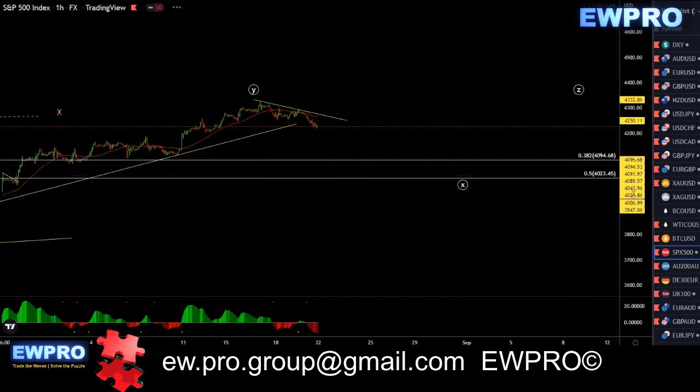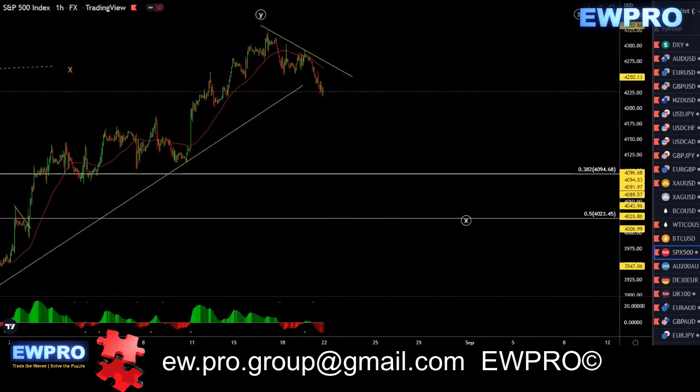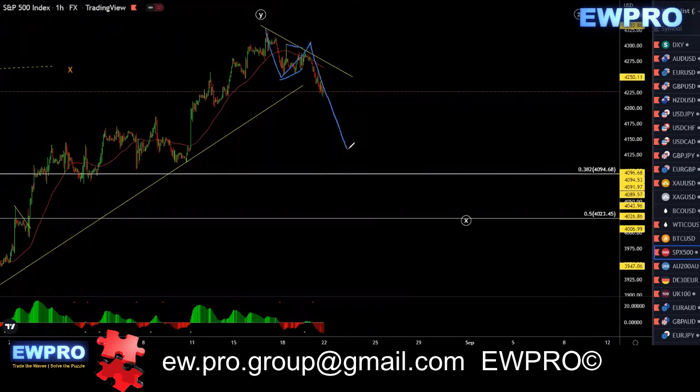It's already given the sell setup, unfortunately, the first one here, so we got a WX. We're in a wave Y, so you wait for an X2 and then a Z down in here, down to that 38.2 before you look for the buy.